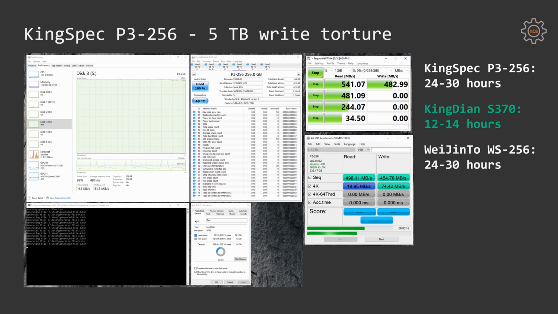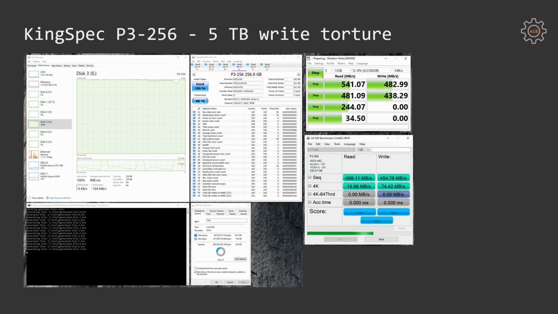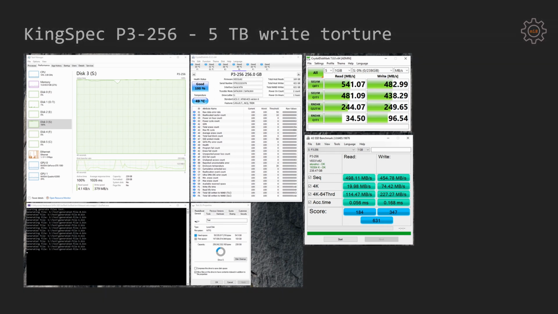in line with the WeiJinTo SSD, which also took around 24-30 hours, and significantly better than the Fujitsu SSD, which consumed 72 hours. The good news is that the SSD performance was consistent across the entire test, at the beginning of the test and at the end of the test when almost 5TB were written to the SSD. The SSD was behaving well, access time was not increasing to very high values, and the SSD did not die. After 5TB of data has been written to the SSD, I performed Crystal Disk Mark and SSD benchmarks once again.